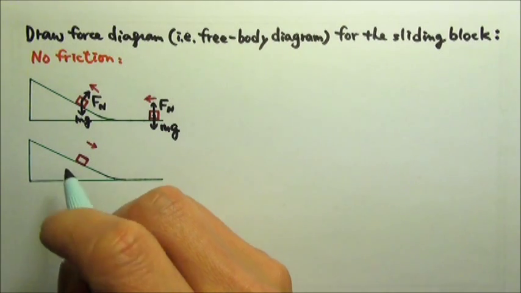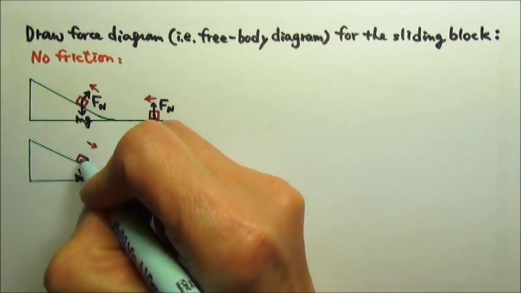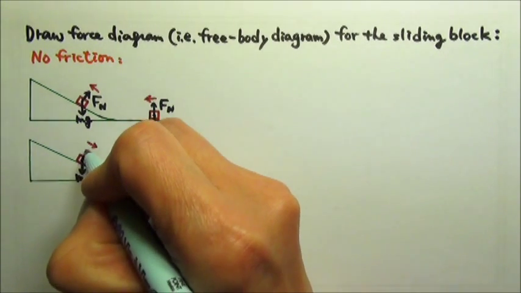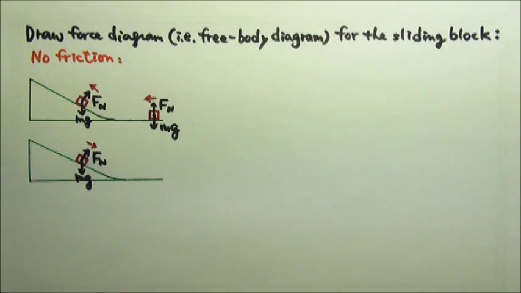And then on its way down, also mg going straight down. The contact surface gives us a normal force perpendicular to the contact surface, and no friction.